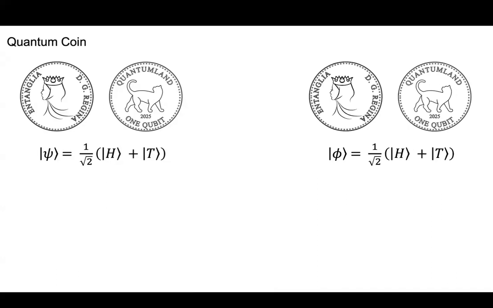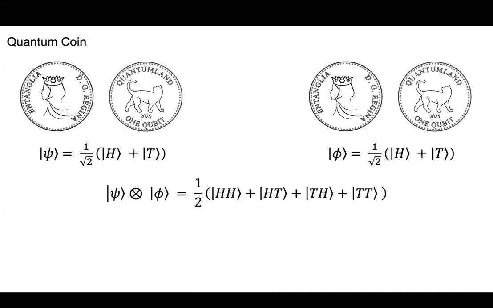Now, let's switch to quantum coins. Here we have Queen Entanglia on the head side of the coin and the cat on the tail side. We will assume that the quantum state, cat psi, is in an equal superposition of both sides. So we have a fair quantum coin. To mimic the classical situation on the previous slide, we will bring a second identical quantum coin represented by cat phi. So we have two quantum coins now.